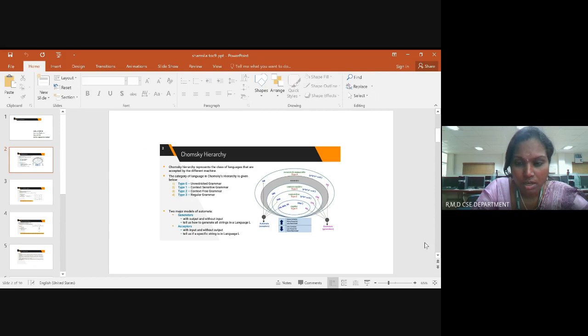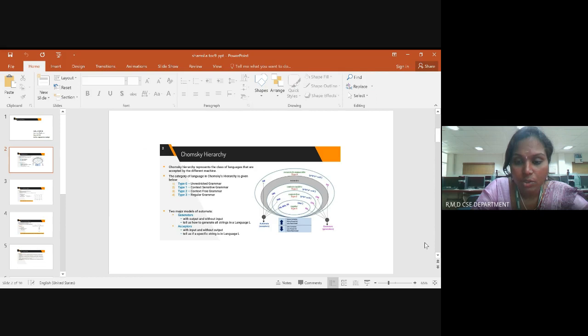The regular grammar is accepted by a finite automata, and that particular grammar is called type 3. Type 2 is called push down automata, PDA. Type 1 is the grammar which belongs to context sensitive grammar. Type 0 is the grammar which belongs to recursive enumerable.